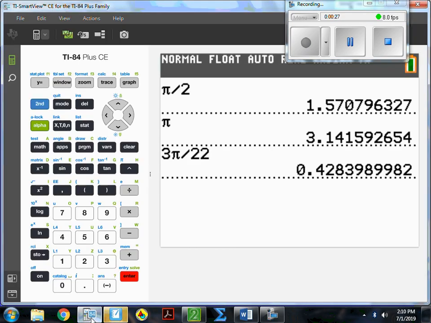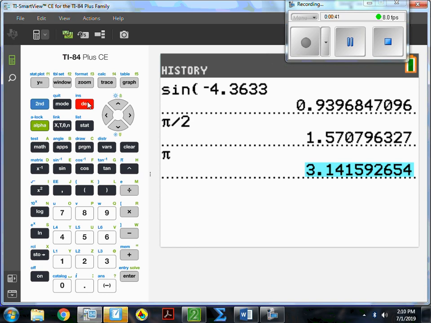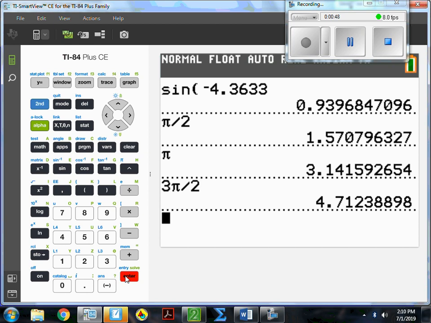On my calculator, I did pi divided by 2, 1.5708. Pi is 3.1416. 3 pi over 2 — that's not what I wanted, I wanted 3 pi over 2. All right, so pi over 2, pi, and 3 pi over 2 are all there. I'll use the decimals like they did. So pi over 2 is 1.5708.